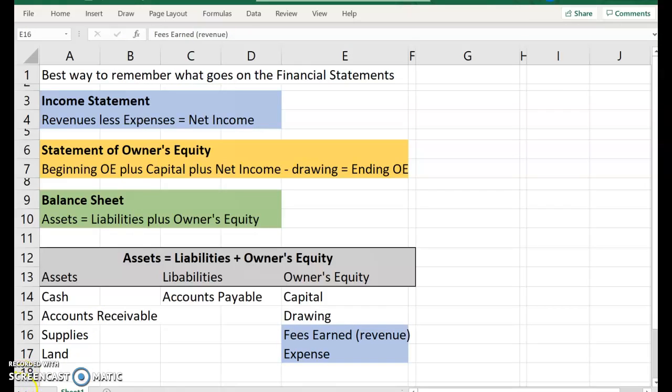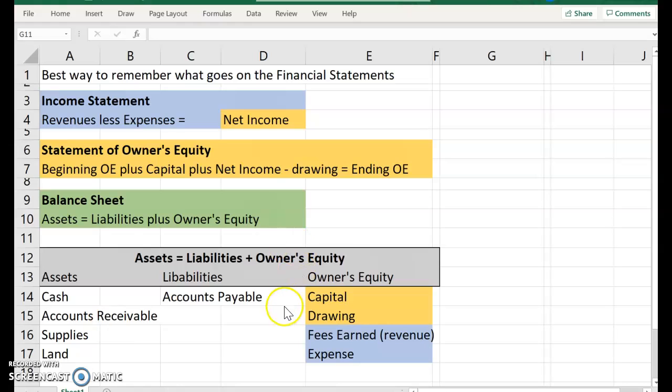Okay, now moving on to the statement of owner's equity. The statement of owner's equity is going to show the changes that happen to owner's equity in that period. So first you have to start out with beginning owner's equity, which in our chapter is usually 0 because it's starting out as a new business. Plus capital, that's our owner's investments. Plus net income, which we've already figured out on the income statement.